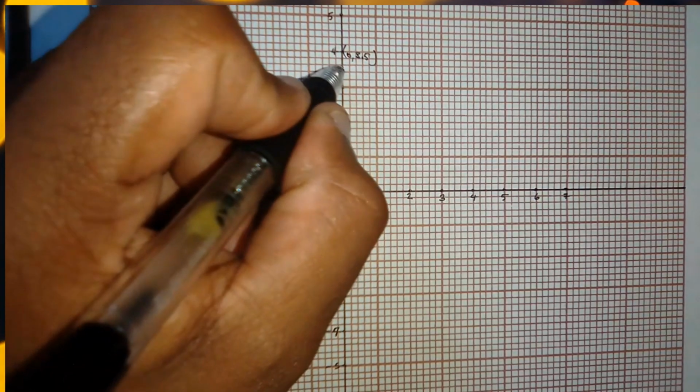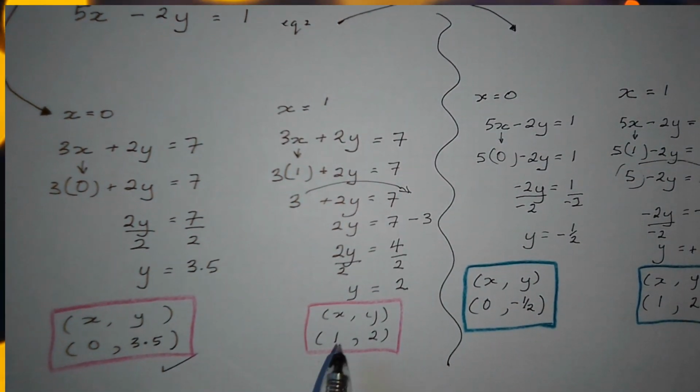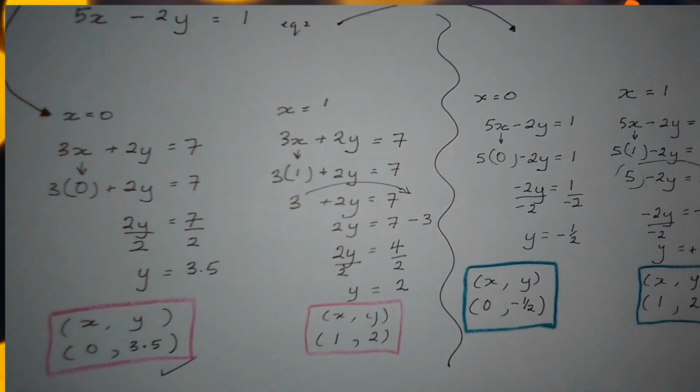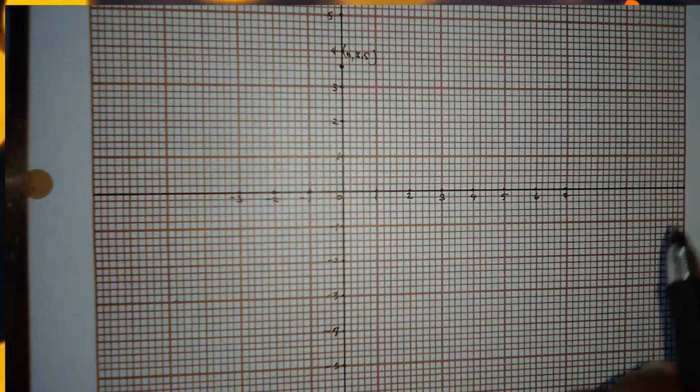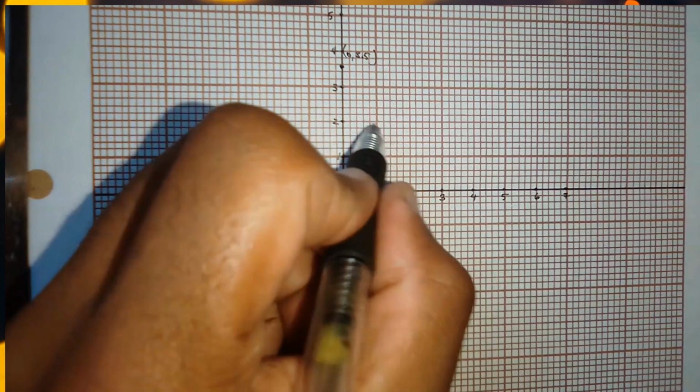Great. It's right here, right? So that is the first point. So we took care of this. So I'm going to need 1 and 2. 1 on the x, 2 on the y. So x is this, 1 on the x and 2 on the y right here.